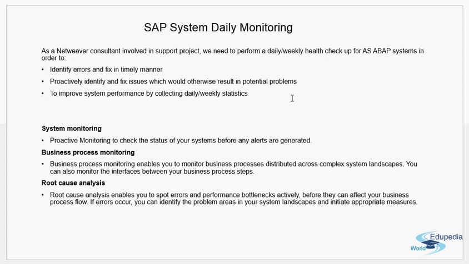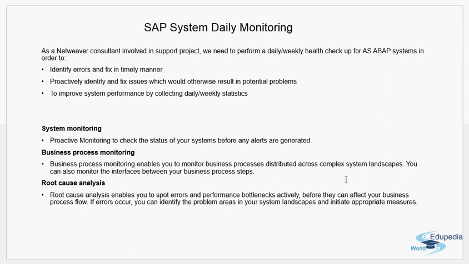So the overall aim of daily monitoring is to identify the errors and fix them, proactively identify and fix issues which would otherwise result in potential problems, and to improve the system performance. Now this monitoring, in a wider view, is of these different types. First thing is system monitoring, proactive monitoring to check the status of your system before any alerts are generated. Okay, so this is nothing but what the basis administrator has to do, like all the above.